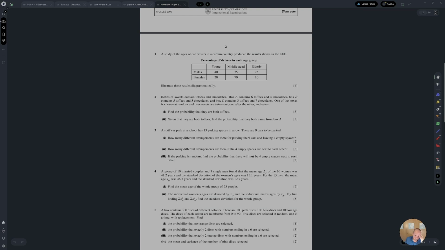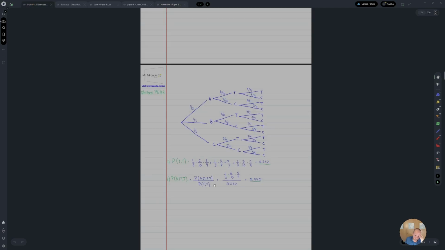Then, given that they are both toffees, find the probability that they both came from box A. So now you know that they are both toffees, and you have to calculate the probability that they came from box A. So this is the formula that you know already for a long time. The probability of A and TT, being both toffees, out of the probability that they are both toffees. So what is this? This is this path over here. A, toffee, toffee. Here are the probabilities. Out of what? Out of the probability that they are both toffees, which you just calculated before. Okay, and this is the final result.